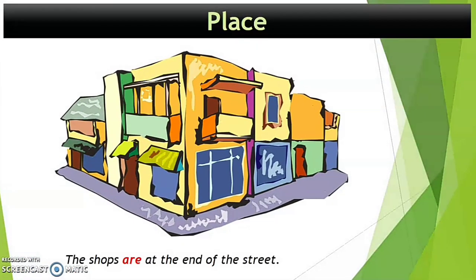Moving forward to the next use, to indicate place, we can use be to refer to where places and things are situated. For example, the shops are at the end of the street. Another example, her house is on the edge of the lake.